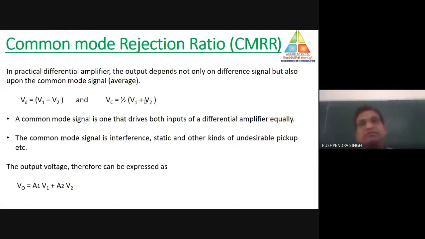Therefore, if we assume only the V1 signal is present in the circuit, what is the value of output? V0 will be directly proportional to V1. If I remove the proportionality and suppose the proportionality constant is A1, then V0 will be equal to A1 into V1 when we are considering only V1. And when we are considering V2 only, what is the value of V0? V0 will be equal to A2 into V2.